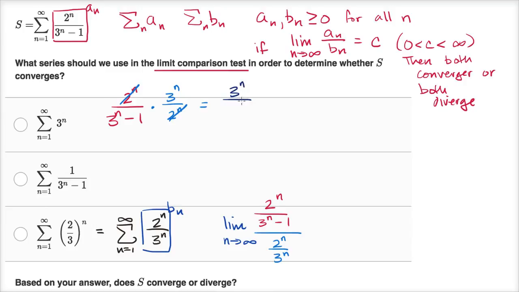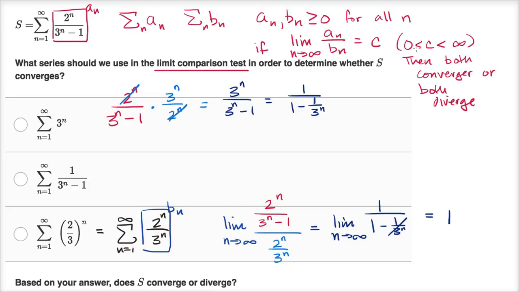And so this will give us 3 to the n over 3 to the n minus 1. We can divide the numerator and denominator by 3 to the n, and that'll give us 1 over 1 minus 1 over 3 to the n. So this is the limit as n approaches infinity of 1 over 1 minus 1 over 3 to the n. Well, what's this going to be equal to? As n approaches infinity, 1 over 3 to the n goes to 0. So this whole thing is just going to approach 1.